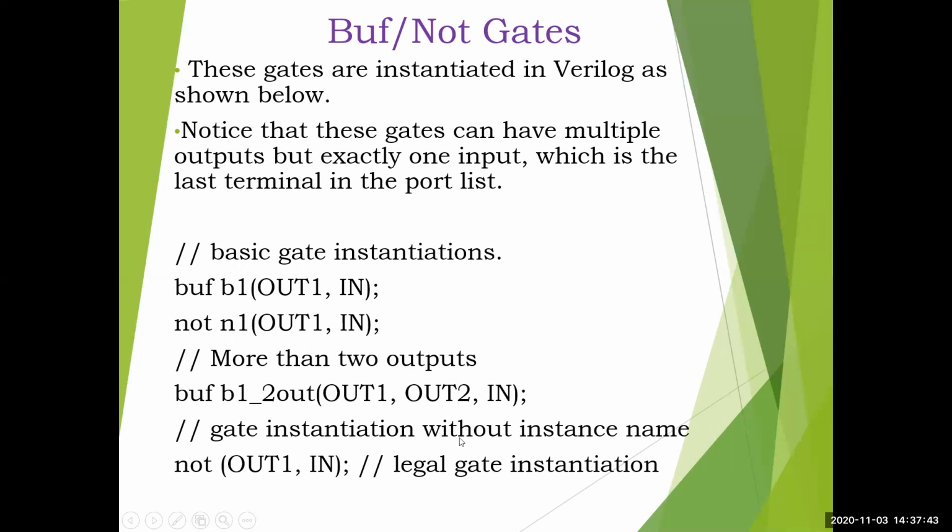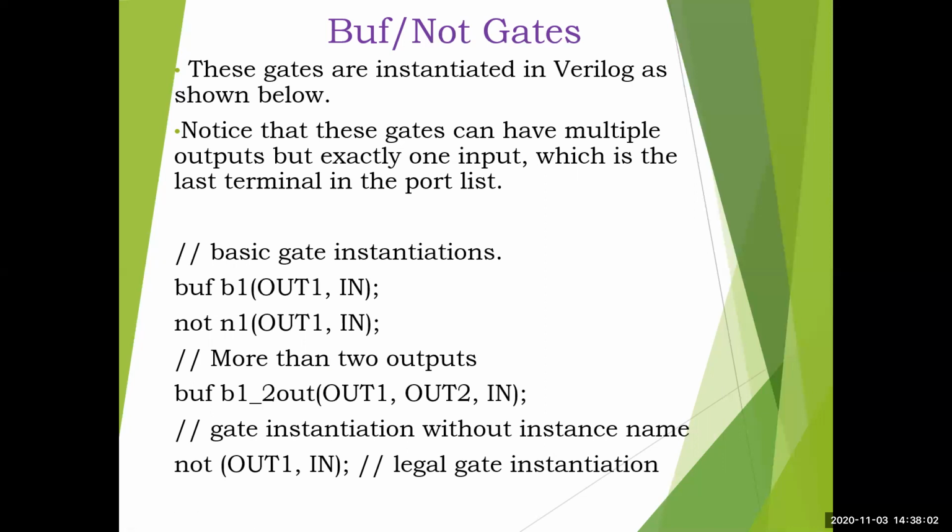These gate instantiations can be written without an instance name. For example, not out1, in. Here the instance name is not written, which is optional. So this is completely a legal instantiation. So this is about the buf and not gates, just the complement of the AND and OR gates.